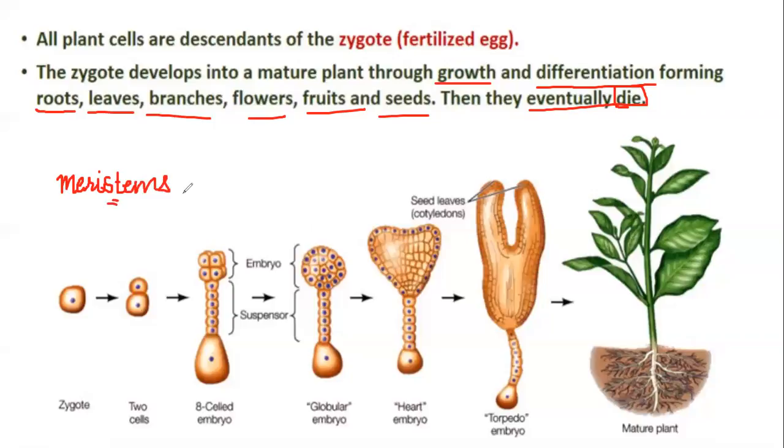They grow continuously throughout their life due to the presence of certain tissues called meristem. Three types of meristem we have studied in the anatomy chapter: apical meristem, intercalary meristem, and lateral meristem. We'll discuss all three types of meristem again in this particular chapter.